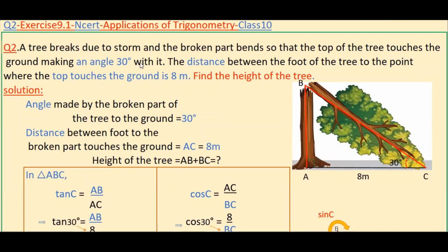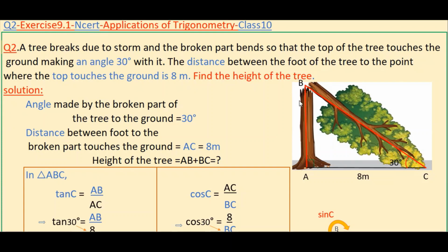Now, I am going to tell how to find the solution of second problem from exercise 9.1 from NCERT. A tree breaks due to storm and the broken part bends so that the top of the tree touches the ground, making an angle of 30 degrees with it. The distance between the foot of the tree to the point where the top touches the ground is 8 meters. Find the height of the tree.